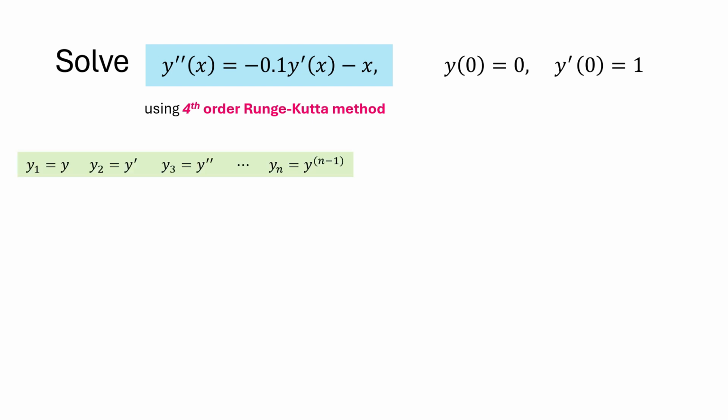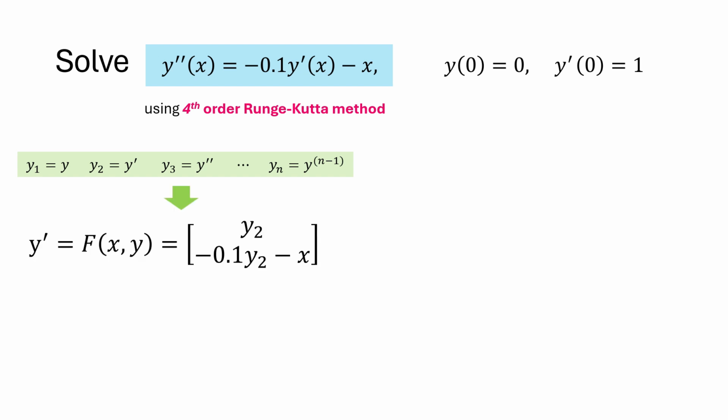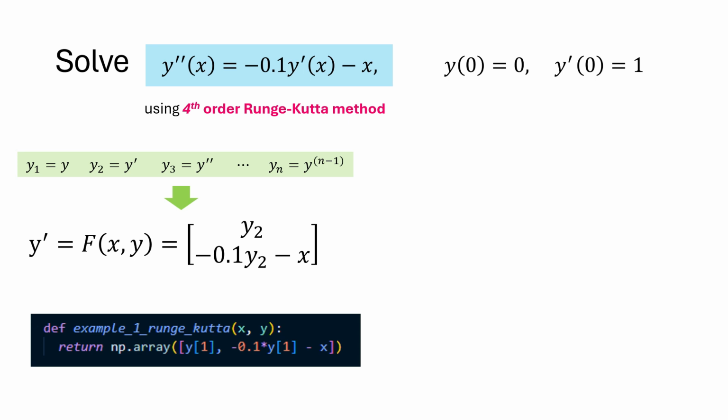Using the notation, we can transform the second order ODE into system of first order equations. For details, please watch the previous videos in this series. To implement this, we write a function that will take x and the vector y and returns the function f.